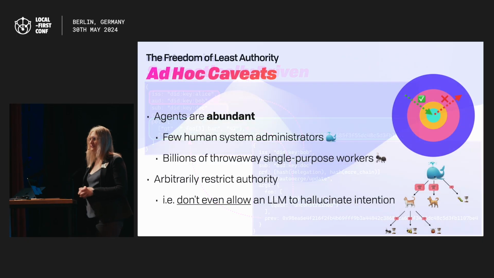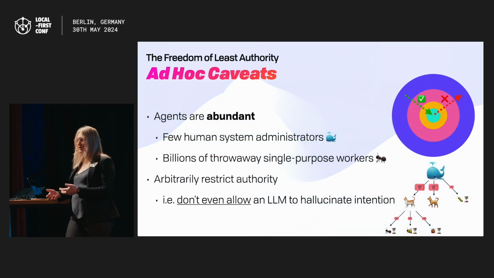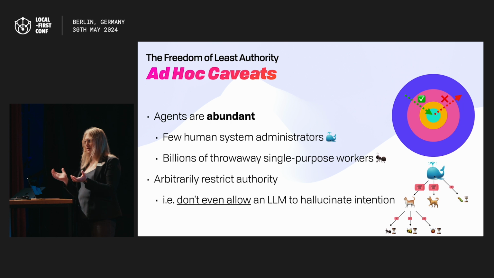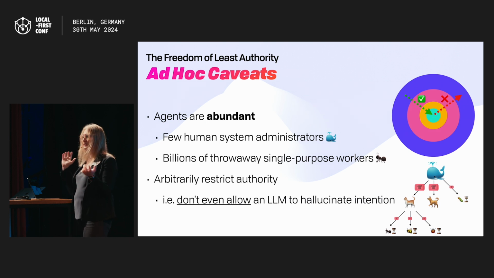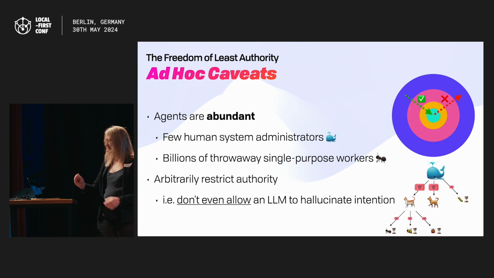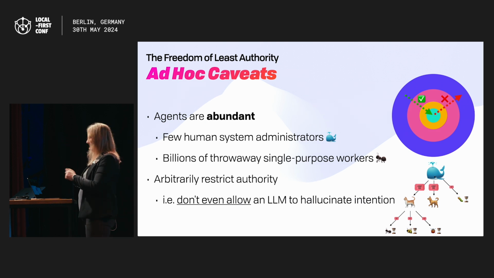One of the perspectives that capability systems in general have is that agents are abundant. They don't have to be just people. They can also be processes or your browser or any of these other things. In fact, it's slightly more honest because you're not delegating to a person, you're delegating to their user agents, right? And the idea is that you have very few human administrators with lots of power in such a system, but you'll have billions of throwaway single-purpose workers, and you can scope down as fine and as granularly as you need to, and they can't ever escape that.